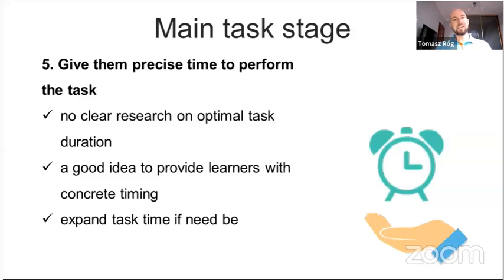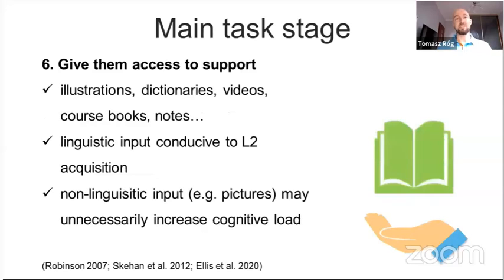My fifth tip is you should give them precise time to perform the task. I mean, learners should be aware of the time frame. So saying things like you have 3 minutes to do the task, or you have 10 minutes, and so on. There is no clear research on this optimal task duration. Obviously, different classes, different learners, different things to consider. But it's always a good idea. I think psychologically it provides some safety, some nice frames to stick to. But obviously, if they're on task, you can always expand this time if need be.